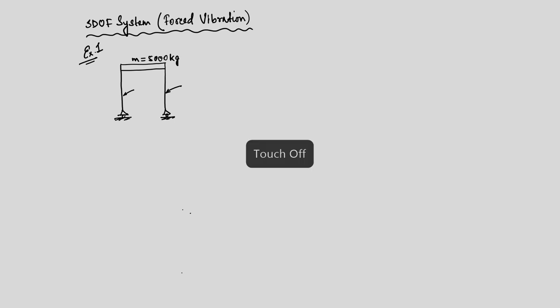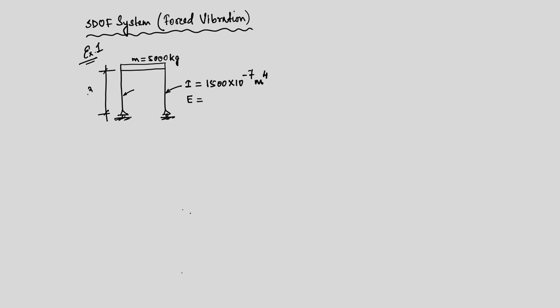Now, the column has a cross section with a moment of inertia I equal to 1500 into 10 to the power minus 7 meter to the power 4. So, that is the moment of inertia of the column. It is made of steel, obviously. We know the Young's modulus of steel, which we will see in a minute. Now, the height of these columns is 3 meter.